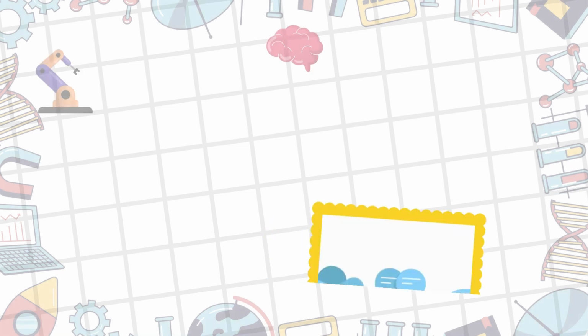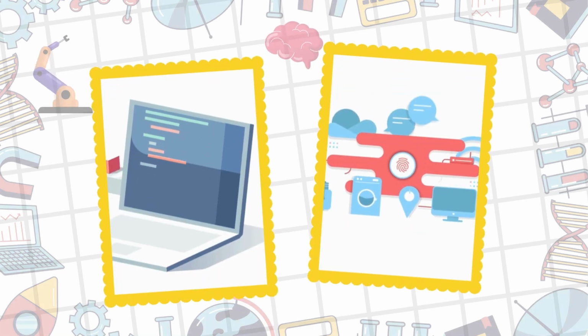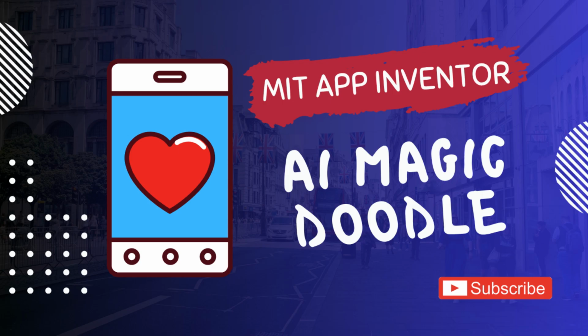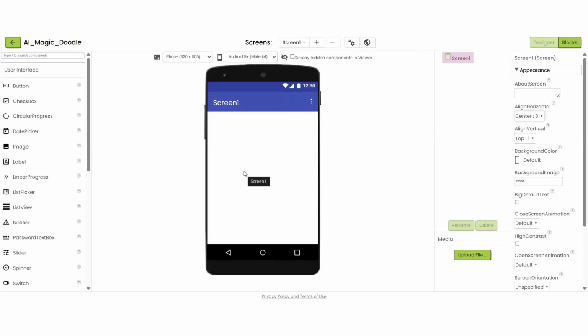Today we are going to make an amazing application on MIT App Inventor, nicknamed AI Magic Doodle. In this project, we will be taking images with the help of AI on the mobile screen and then we will doodle them using different colors. Let's get started. As you can see, the screen has appeared.